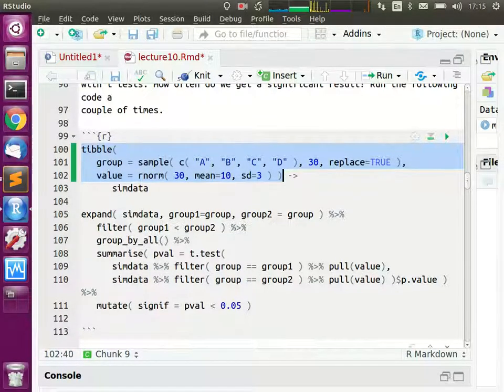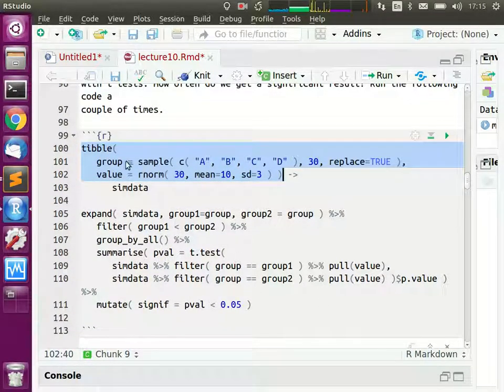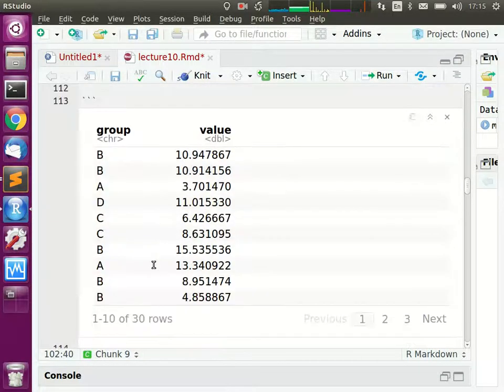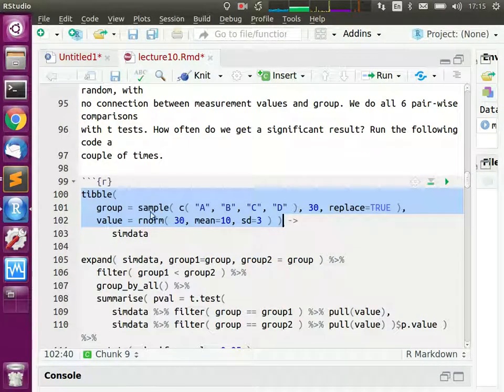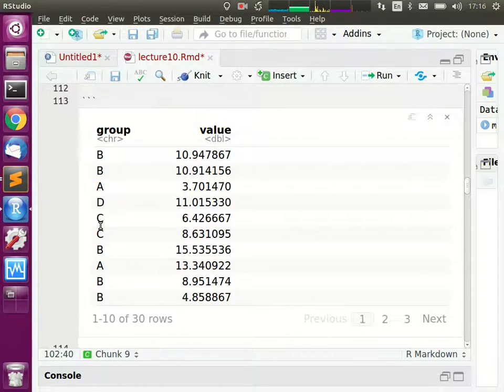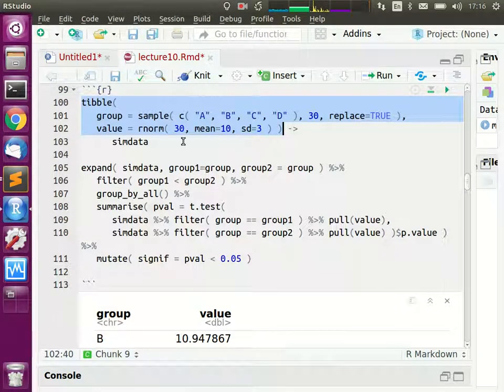So if I put this here, this is a tibble, and you see I have 2 variables called group and sample. The group is always one of A, B, C, D, and value is just a random number. So group is one of 30 values simply taken from A, B, C, D, and value is just a normal random variable with mean 10 and standard deviation 3. And what I will now do is all these pairwise tests.